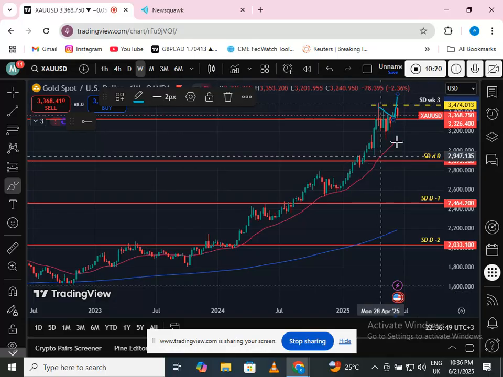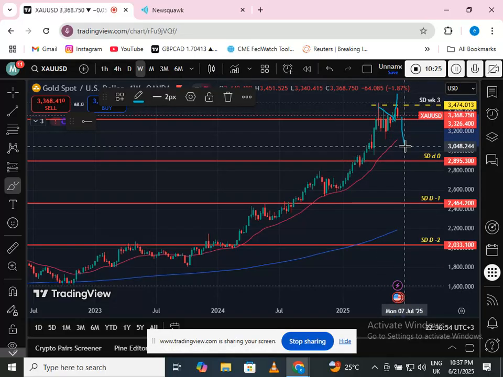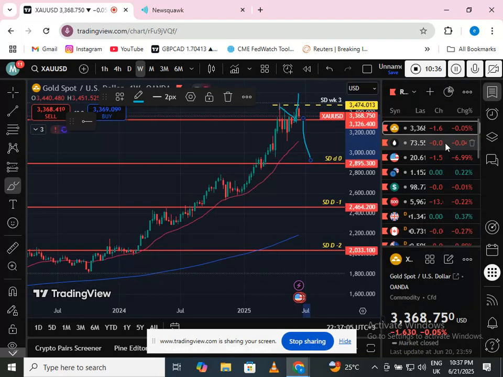So I'm expecting a big sell off of gold, and I'm expecting it to reach 2,895. This is going to be among my first take profit targets. So I'm still bearish on the gold, like big bearish on the gold.